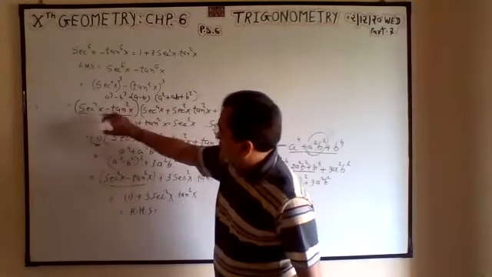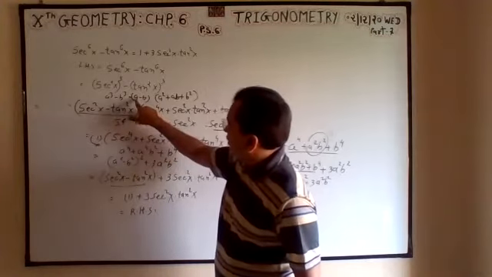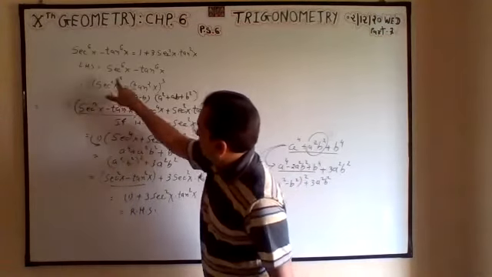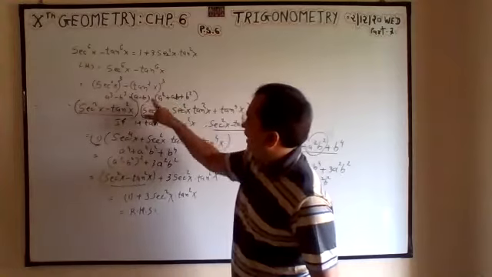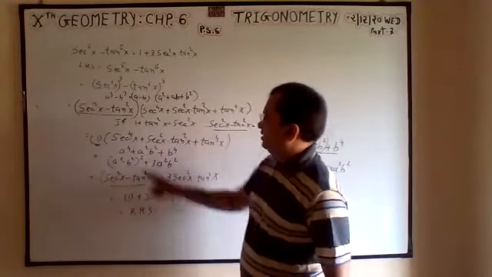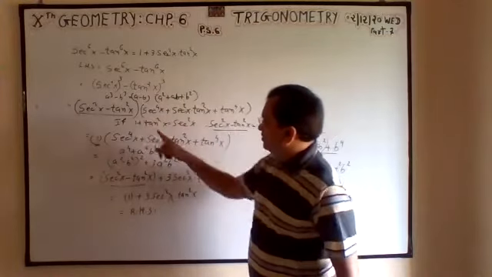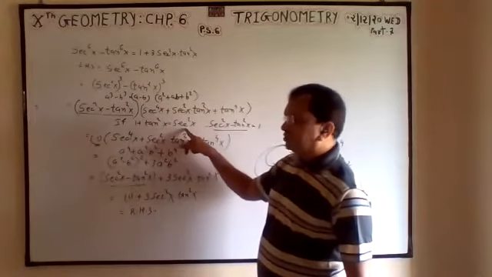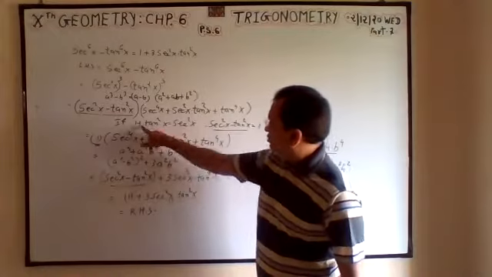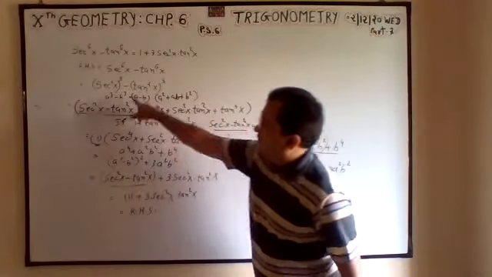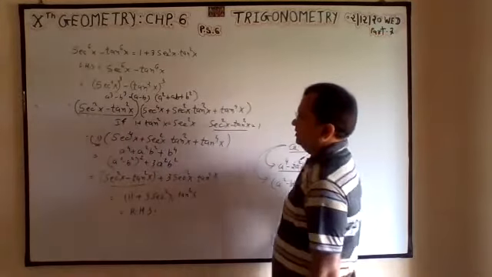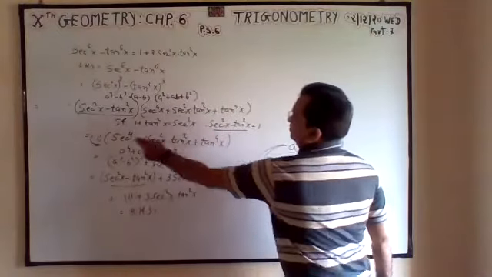So a cube minus b cube, that same I am writing here. A is your sec square and your b is tan square. So as per that I am substituting. Now 1 plus tan square is equal to sec square. So sec square minus tan square is equal to 1. So I have substituted a 1. Now this much only remains.